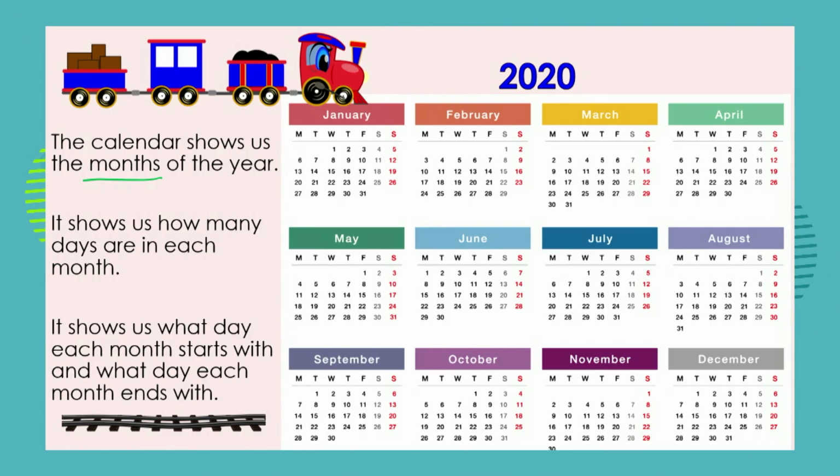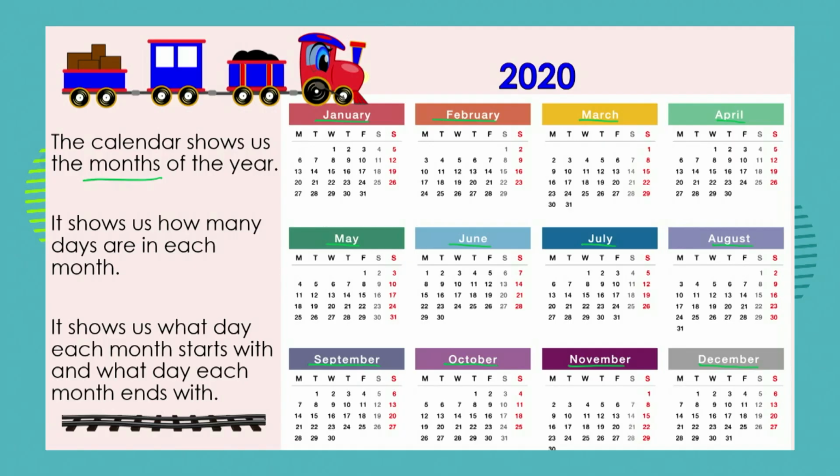So we learned earlier in the week that there are 12 months in a year. We can see January, February, March, April, May, June, July, August, September, October, November, December. So we can see that there are 12 months in the year. It also shows us how many days are in each month.